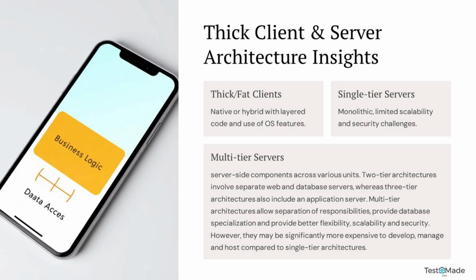Multi-tier architectures spread server-side components across various units. Two-tier architectures involve separate web and database servers, whereas three-tier architectures also include an application server. Multi-tier architectures allow separation of responsibilities, provide database specialization, and provide better flexibility, scalability, and security. However, they may be significantly more expensive to develop, manage, and host compared to single-tier architectures.